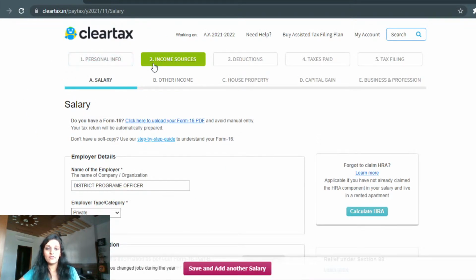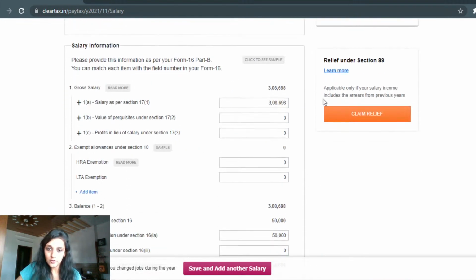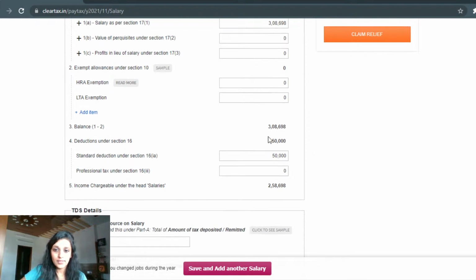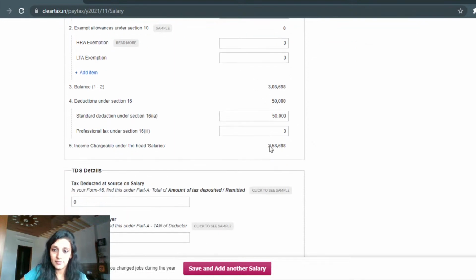When you click on save, the second point you will see is income sources. So here you will see all the 5 heads of income are present over here: salary, other income, house property, capital gain, and business and profession. By uploading your Form 16, the software has auto-fetched the entire data from your Form 16, and you don't have to manually fill any data. As you can see, every detail is automatically filled.